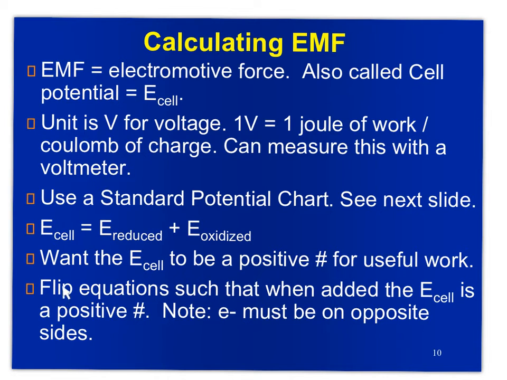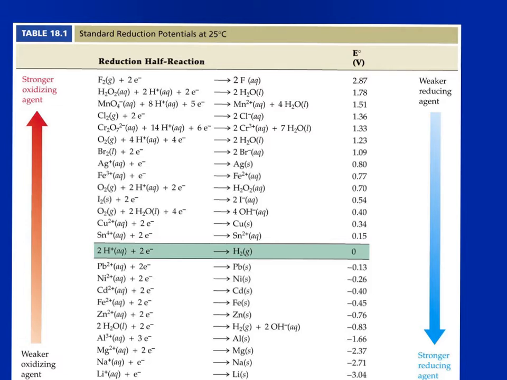So it's really easy to do. You just look up the 2 different equations. They're both written in the same format, and you'll have to flip one, and you flip one such that when you add the voltage numbers, you get a positive number. Here's an example of a standard reduction potential chart.